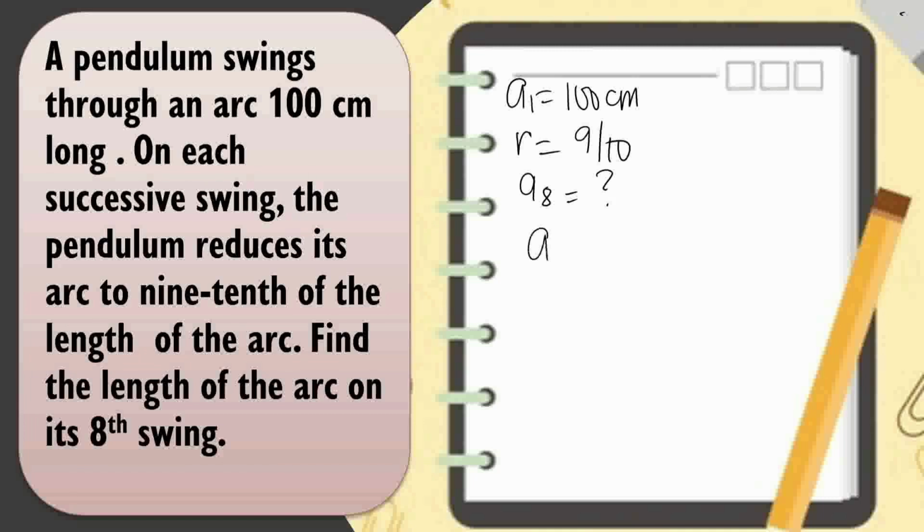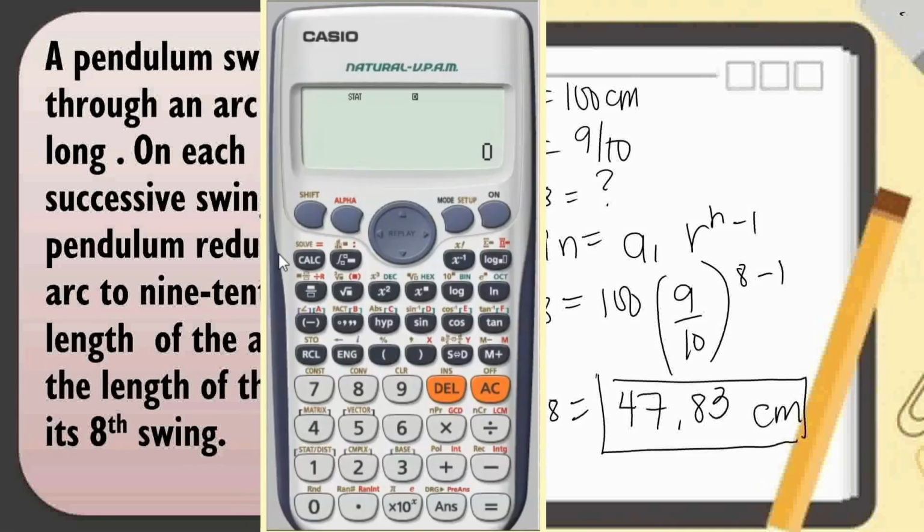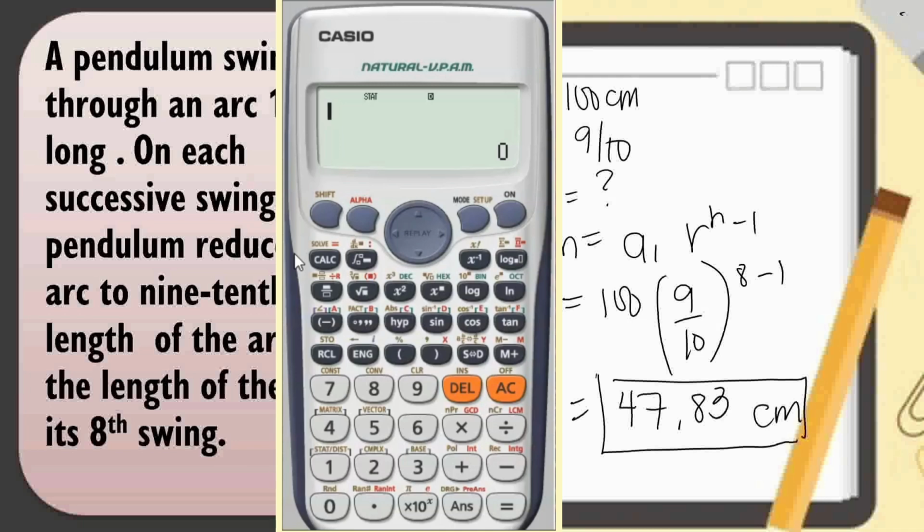So, using our formula, a sub n is equal to a sub 1 times r raised to n minus 1. So, a sub n, which is a sub 8. So, a sub 1 natin is 100 centimeters long, multiplied by yung common ratio, which is 9/10, and then raised to n, 8 minus 1. Then, calculate lang natin. 47.83 centimeter. So, sa 8th swing daw, ay ganito na lang yung length ng arc.